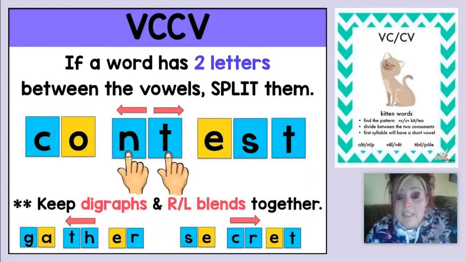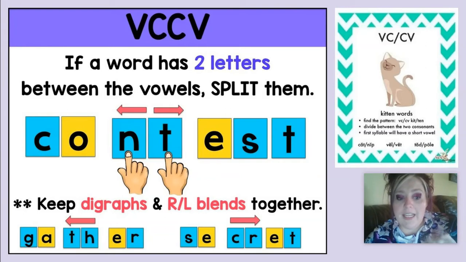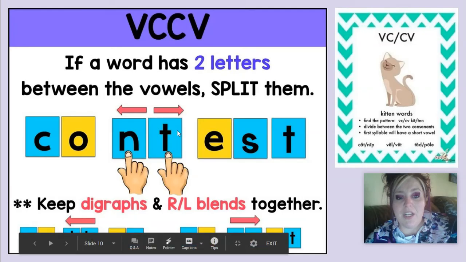So you're going to check to see if it's a compound word, but you're going to find your two vowels and then find your two consonants and then split them. Remember, if they have a digraph or a blend, you got to keep those together, okay? That's our only thing that we have to remember. So sometimes you can't split them here, okay?